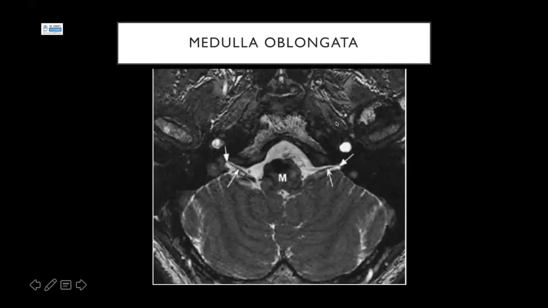So we're now at the level of the medulla oblongata, so we've moved more inferiorly, and cranial nerves 9 to 12 arise at this level.